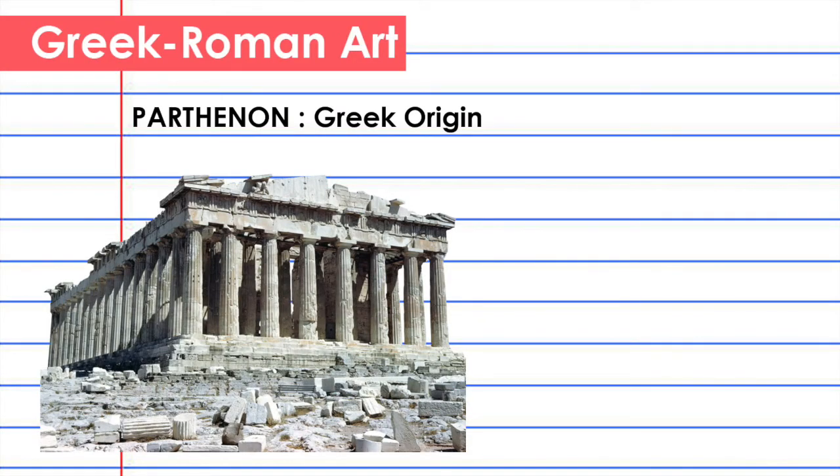Let's take a look at some Greek and Roman art. Today we're going to focus on architecture. Here you see the Parthenon in Athens, Greece. It is the most famous Greek temple constructed for the goddess Athena. It was built in 447 to 438 BC and made of limestone and marble. Today it is a museum.